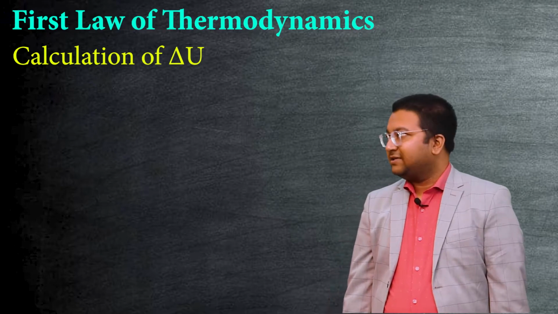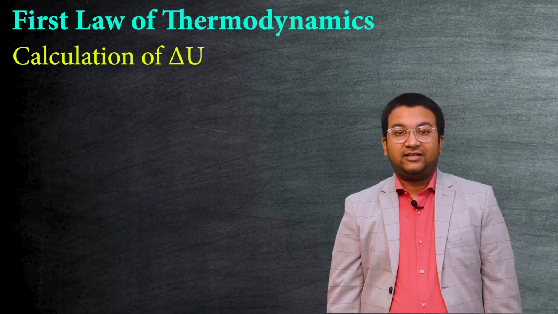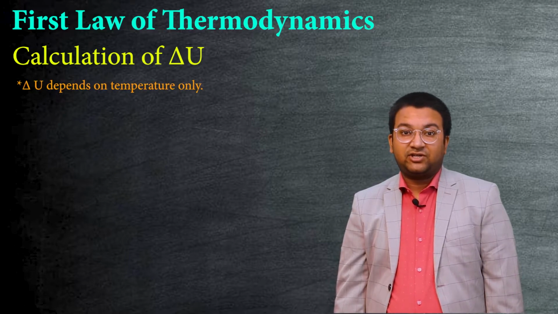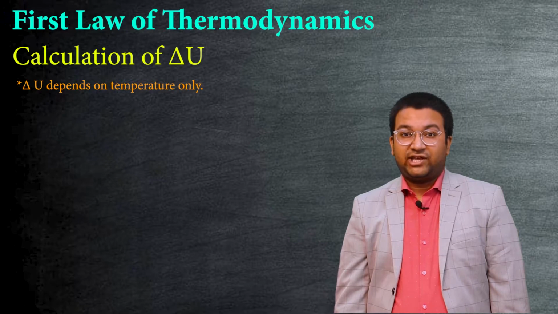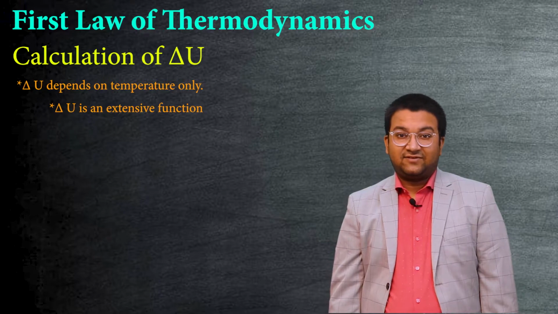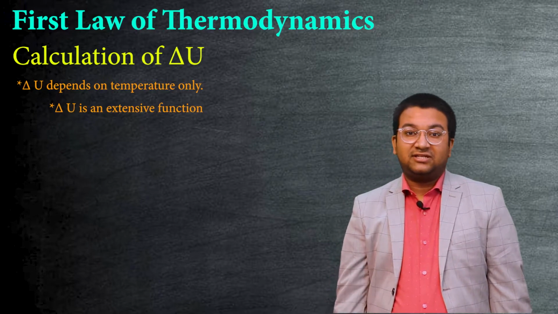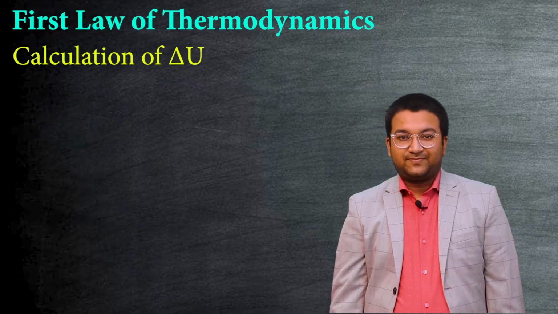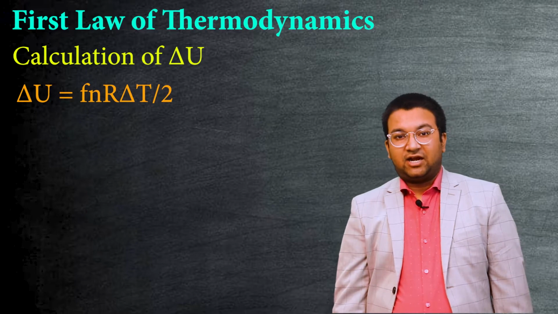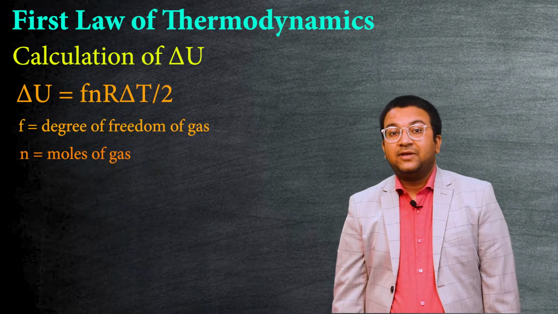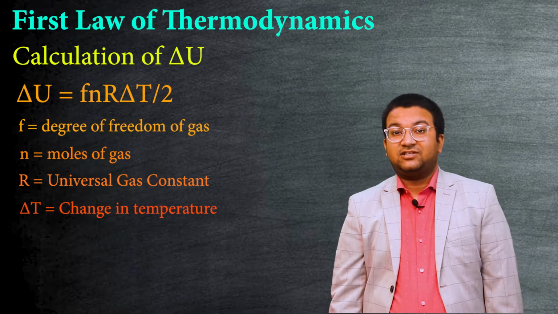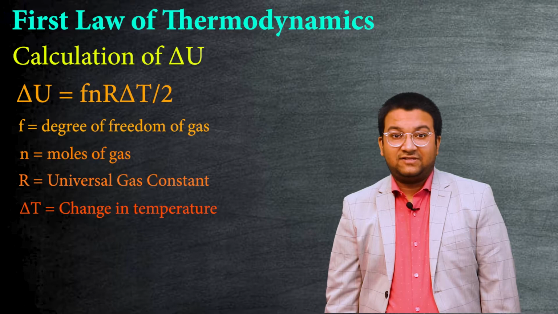The first term is delta U. Delta U is also known as internal energy change. Now internal energy change is strictly a function of temperature only, which means that nothing else will change the total internal energy of any system. However, this is an extensive quantity, which means that it will depend on the size or the mass of the system. For an ideal gas system, delta U is written as f by 2 nR delta T, where f is the degree of freedom, n is the number of moles, R is the universal gas constant, and delta T is the change in temperature in Kelvin scale.